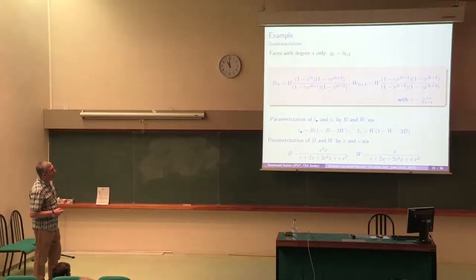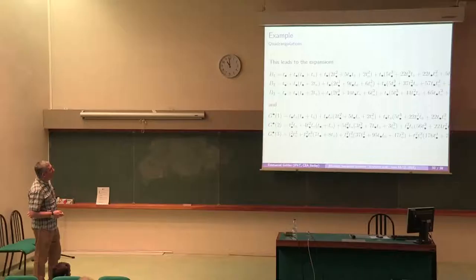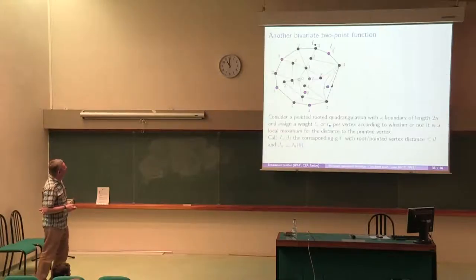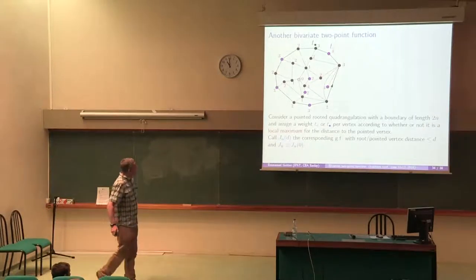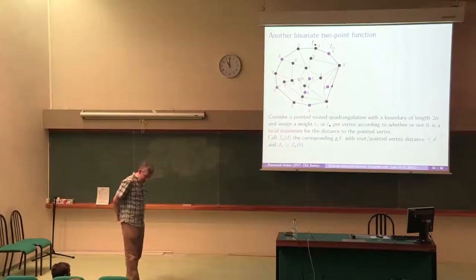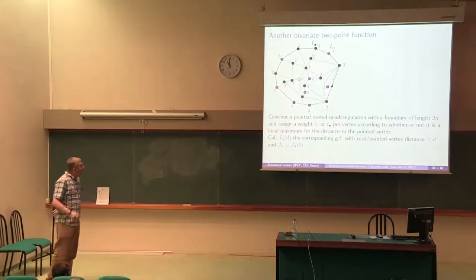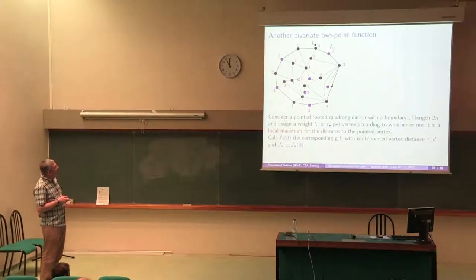Okay. So that's what you have for quadrangulations, and you can use that to get expansions of B1, B2, B3, G1, G2, G3, as far as you want. I mean, as far as the computer can go. Okay, and that's finished for the bivariate two-point function. Okay, so I have time to discuss another bivariate two-point function, which is of interest.